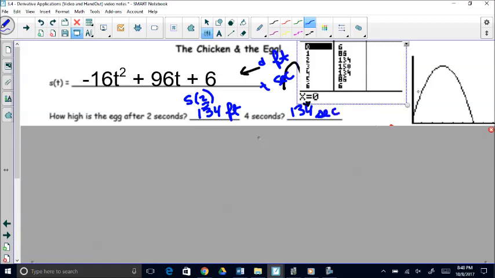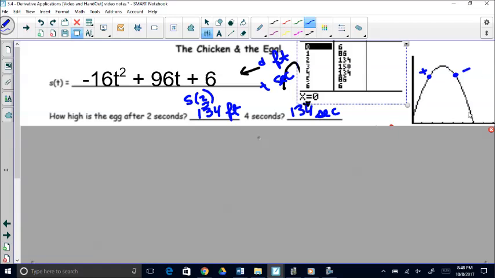So if you think about this on the parabola, 2 has the same height as 4. So we have a parabola, it's going up at 2 seconds. So at 2 seconds, the velocity will be positive because it's going up, but at 4 seconds, it's coming back down, so the velocity will be negative.